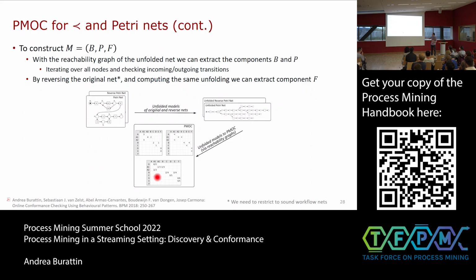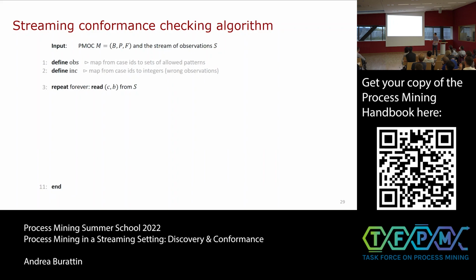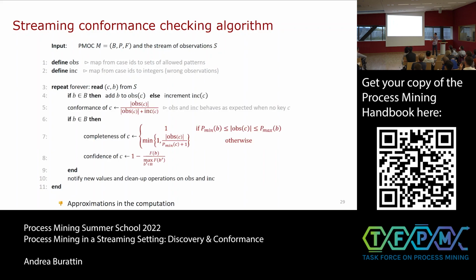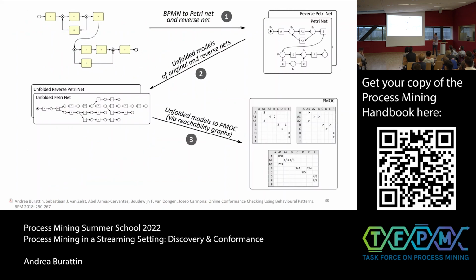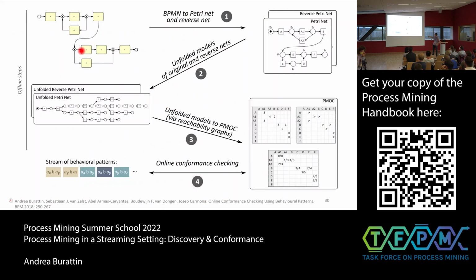Of course, doing these operations here, so the unfolding and the construction of the reachability graph, is extremely complex from a computational point of view, but that's not a problem because we do that beforehand. We do that offline. So that's the main idea, and I will skip the algorithm as well. These three steps, for example going from a BPMN to the Petri net in order to construct this intermediate data structure, are very computationally complex, but that's done offline.